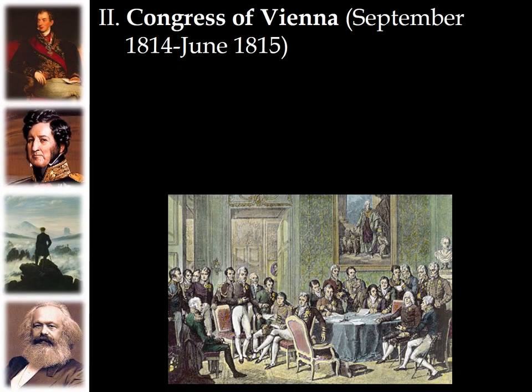The Congress of Vienna. Let's start here with discussing how Europe puts itself back together after the Age of Napoleon. It begins in September of 1814 and continues until June of 1815.